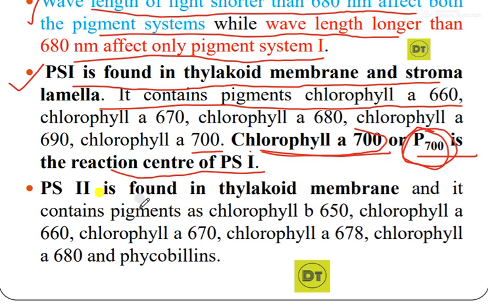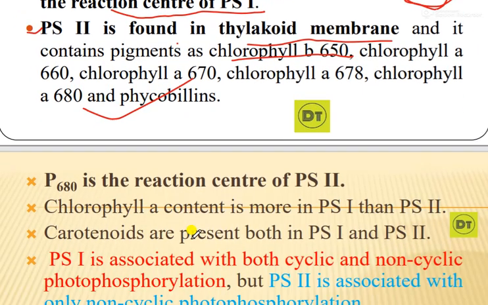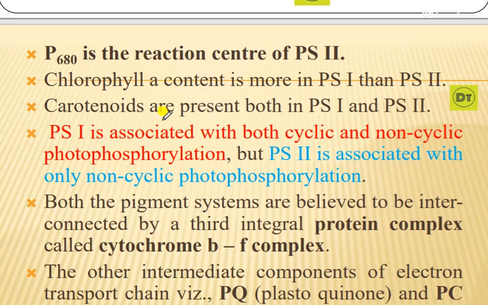Then where is PS2 found? PS2 is found in the thylakoid membrane, and it contains pigments such as chlorophyll B650, chlorophyll A660, chlorophyll A670, chlorophyll A678, chlorophyll A680 and phycobilins. Now what is its reaction center? The reaction center of PS2 is P680.